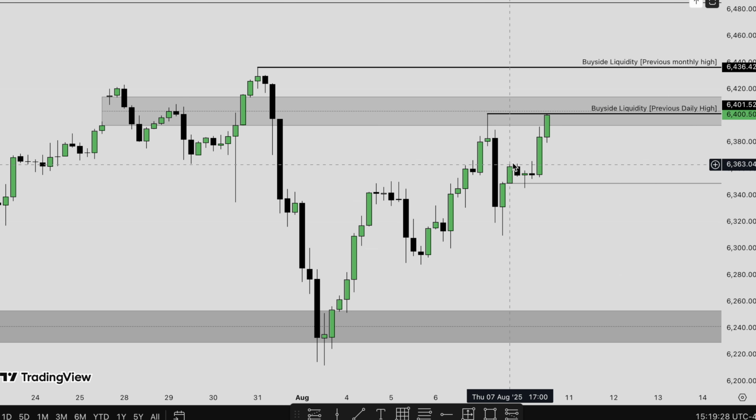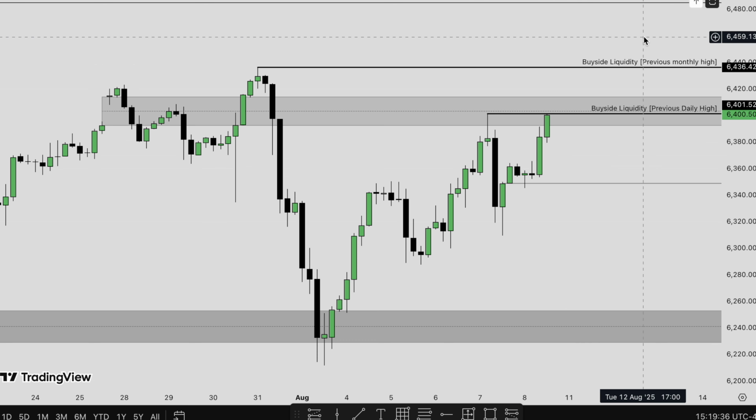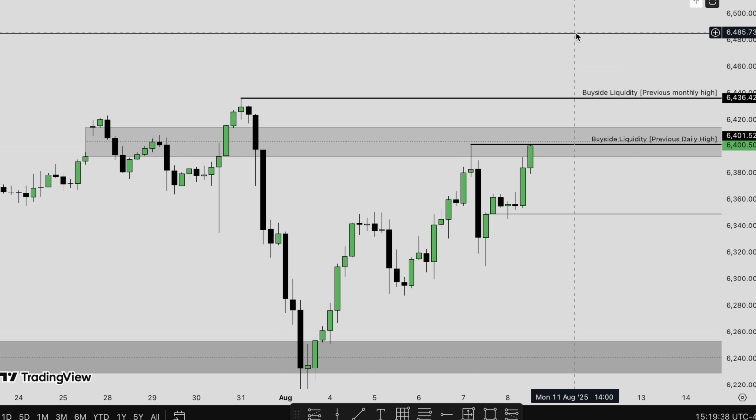And I'm also not looking at this as a CV to short. I'm looking for price to trade through it and draw for the previous daily high and eventually the previous monthly high and the 0.25 standard deviation level.